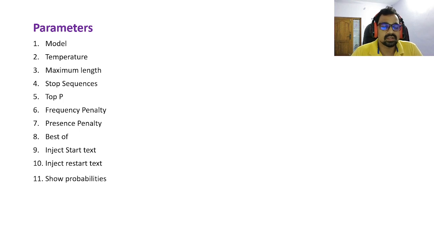The parameters are: model, temperature, maximum length, stop sequences, top P, frequency penalty, presence penalty, best of, inject start text, inject restart text, show probabilities. These are all the parameters you see in the playground as of today. Out of these parameters, model is a must, whereas the rest of them are all optional.